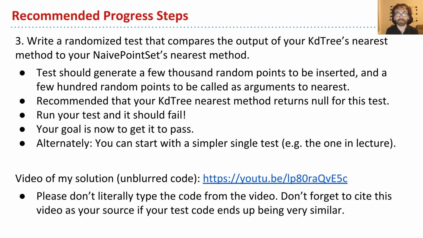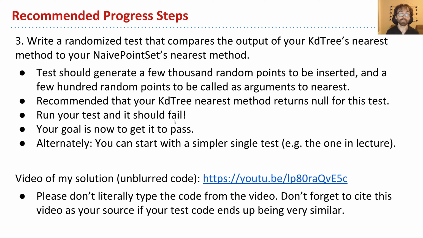So we give an example, or we explain how this test should work, and basically you should generate a few thousand random points that are going to be in your trees, and then a few hundred random points to be used as arguments to nearest. We recommend that when you do this, you actually write the test before you write nearest. So nearest should just return null for KdTree.